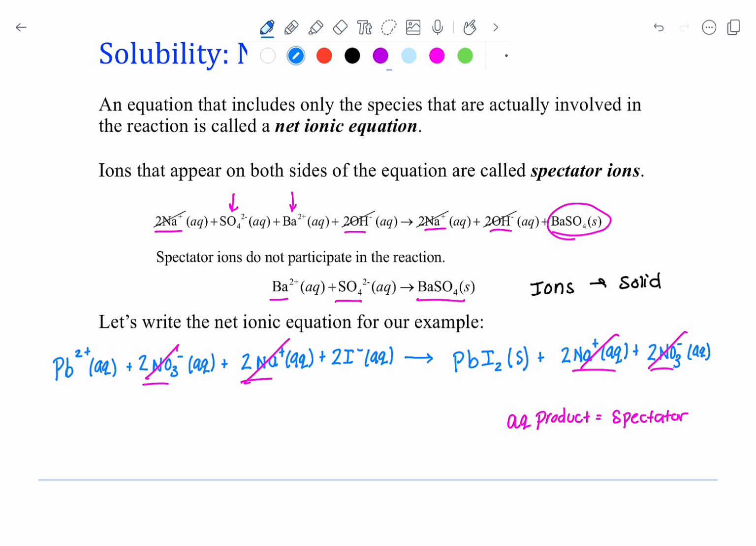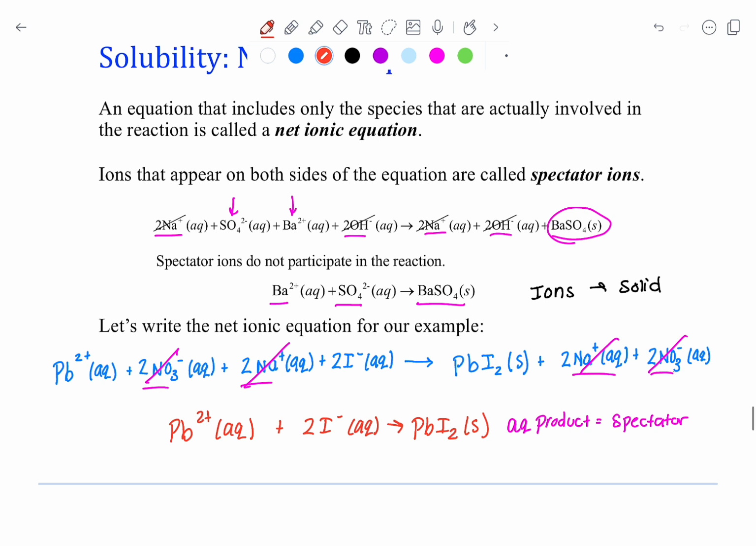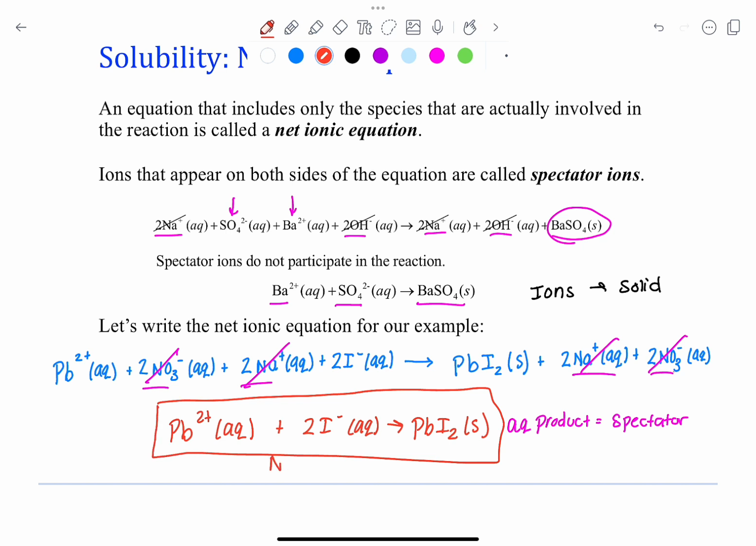So our net ionic equation for this, I'm going to write it in a different color, is going to be lead 2 plus ions that are originally aqueous react with 2 iodide ions that are aqueous and create the solid lead 2 iodide. So our other product was sodium nitrate, and those became our spectator ions. So here is our net ionic equation for this reaction.